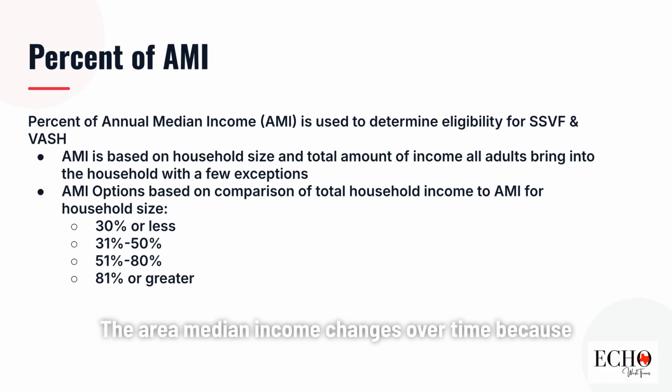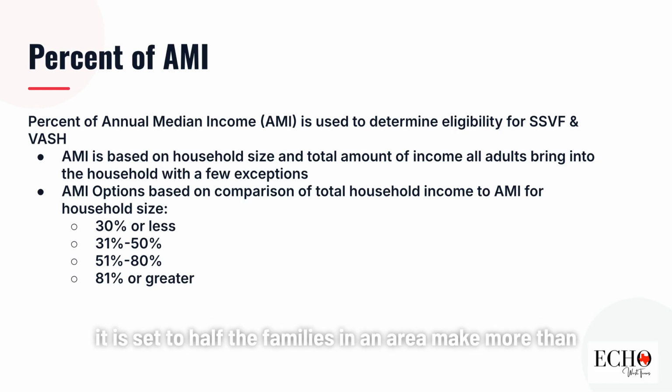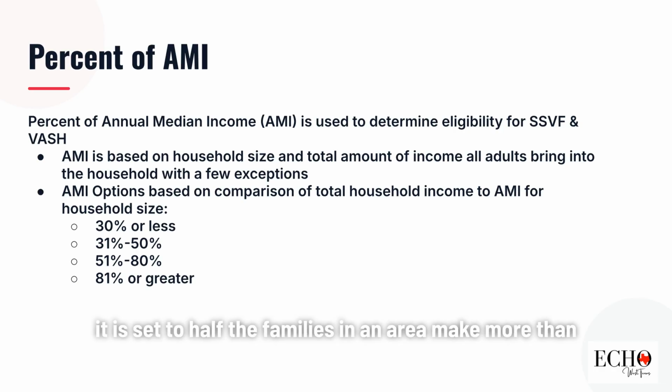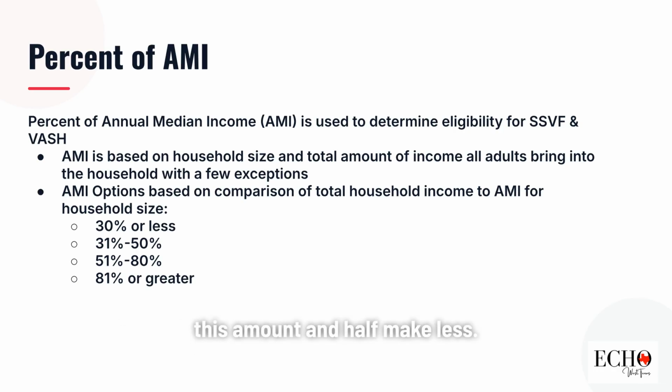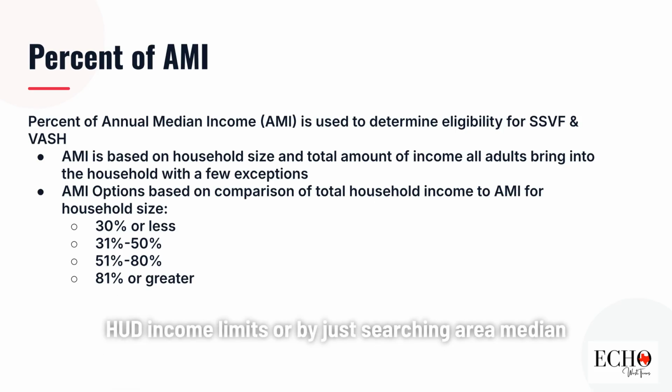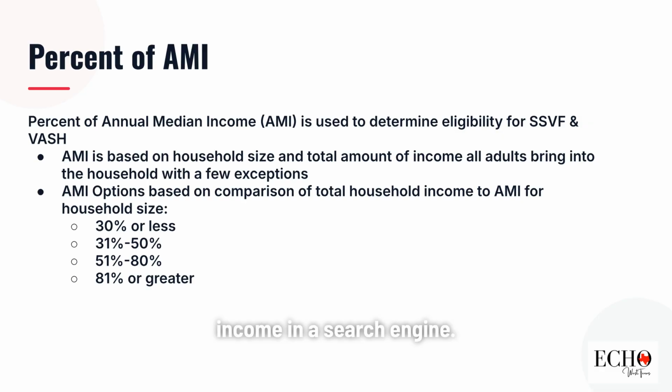Percent of AMI is used by SSVF and VASH programs to determine program eligibility. The area median income changes over time because it is set so that half the families in an area make more than this amount and half make less. The current AMI can be obtained by searching for HUD income limits or by just searching area median income in a search engine.